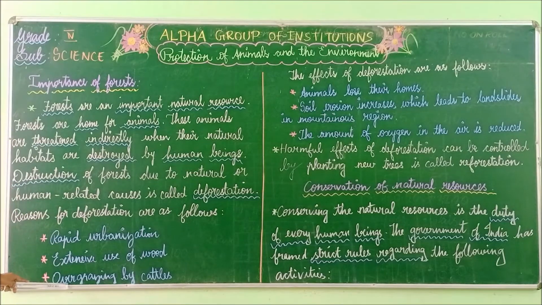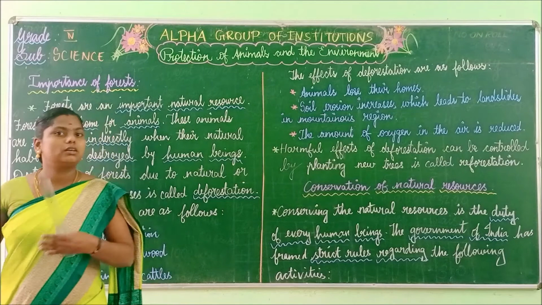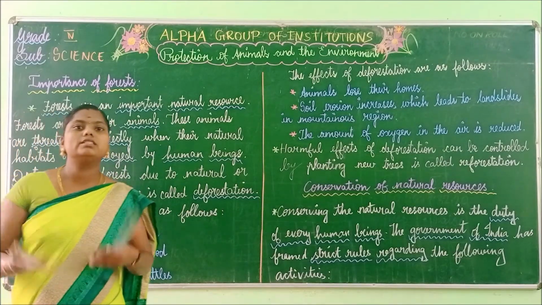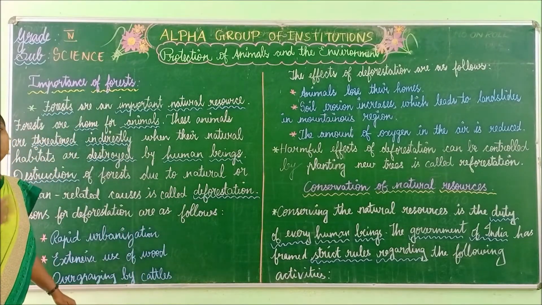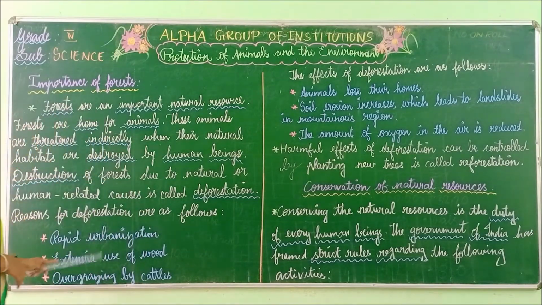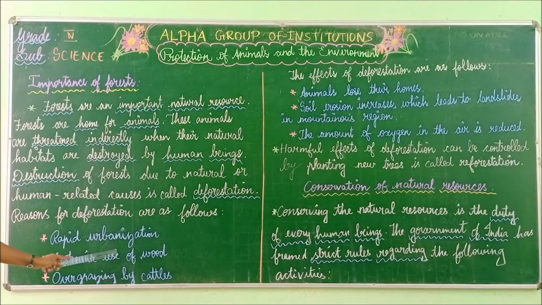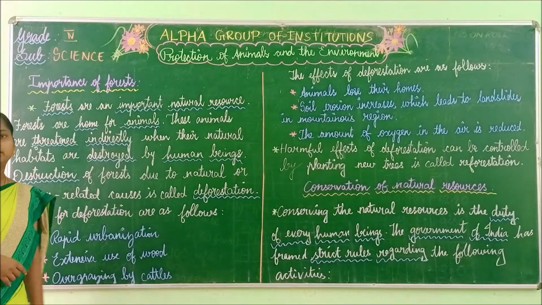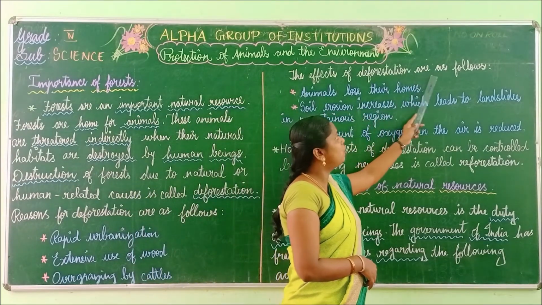And the next one is overgrazing by cattle. So we people think that when the goats and cows overgraze, what happens? They will give us extra milk or extra meat. So that's why we allow the cattle to overgraze, to eat a lot of food. So these are the three reasons for deforestation. Rapid urbanization, extensive use of wood, overgrazing by cattle. Is it clear, children?